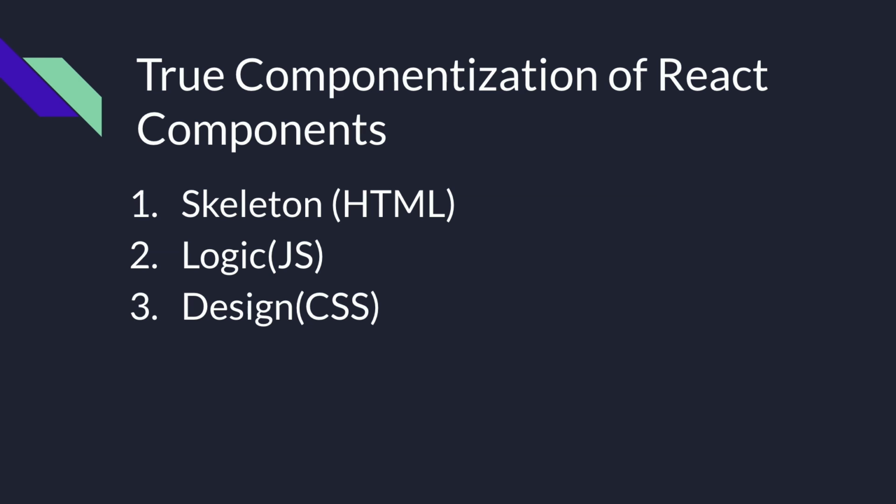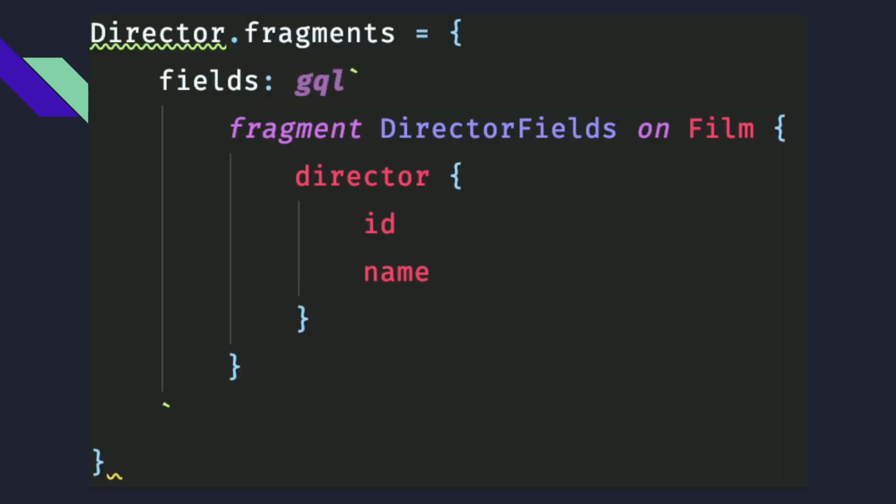A component is not complete unless and until it can specify its own data, right? Whenever you export a component, you export its HTML, its JS, and its CSS. But what about the data? It does not have any information, or it can't convey to its parent which data it requires, right? So how has GraphQL helped me in doing so?